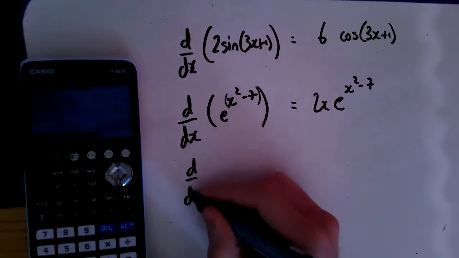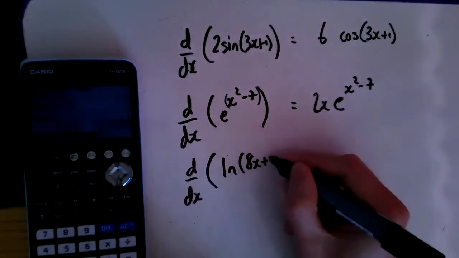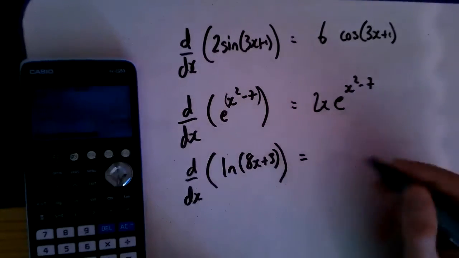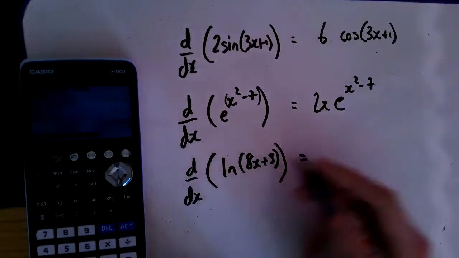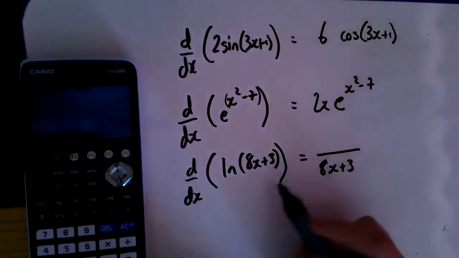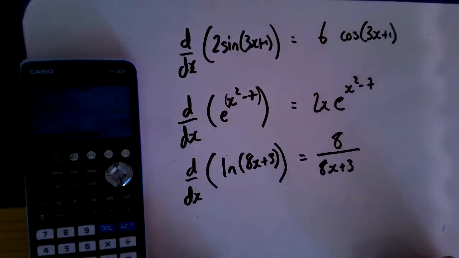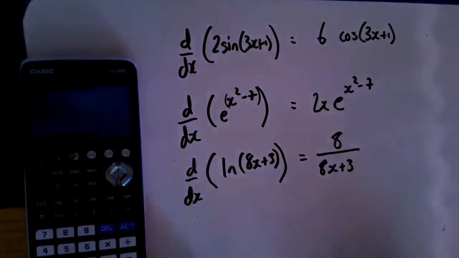And last one, differentiate ln of 8x plus 3. Well, ln differentiates to 1 over, so 1 over 8x plus 3, but I need times by the derivative of that function, so 8x plus 3 differentiates to 8, so times by 8, I just give an 8 in the top there.